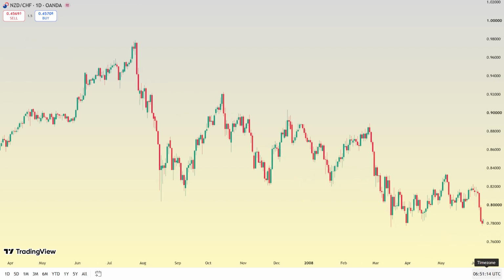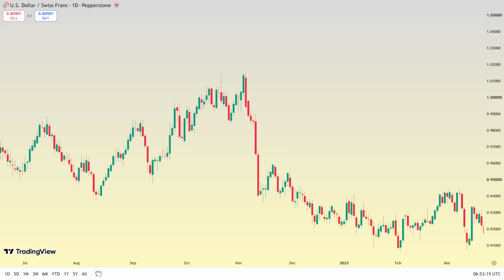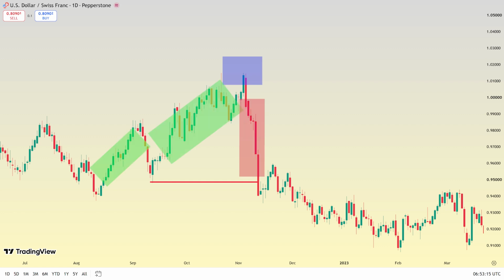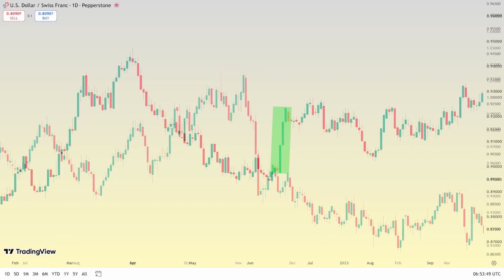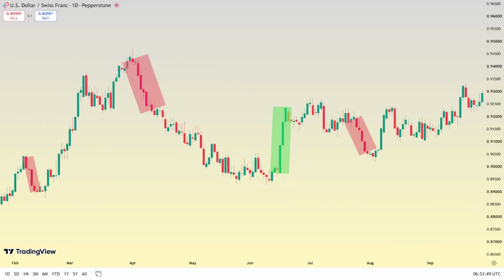Now you understand the foundation of market structure. You know what swing highs are, you know what swing lows are, and you know how they build trends. But this is only the beginning. Because reading structure correctly is not just about swings. It's about how price moves between them. And that's where things get deeper. Inside every trend, the market moves in 2 phases: impulse moves and correction moves. So in the next video, we're going to break that down step by step.